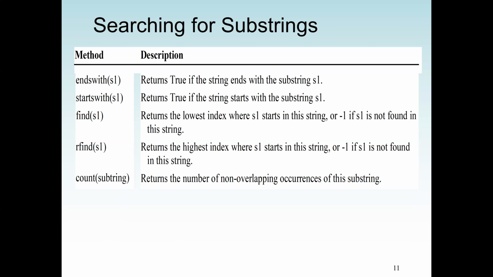Okay, so again, we continue. Here we also have the count of a substring. I think the main keyword is count. So this will return the number of non-overlapping occurrences of this substring. So it will count. And as we said, rfind means to return the highest index where s1 starts in this string.